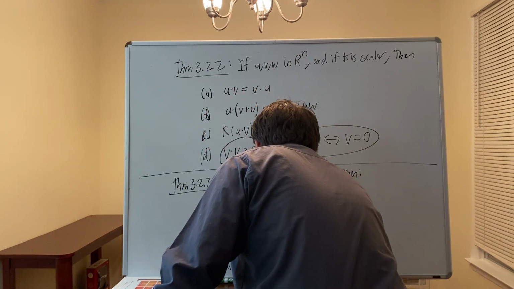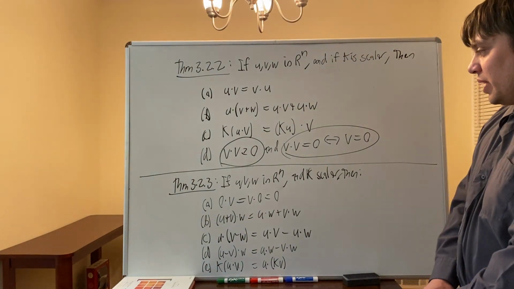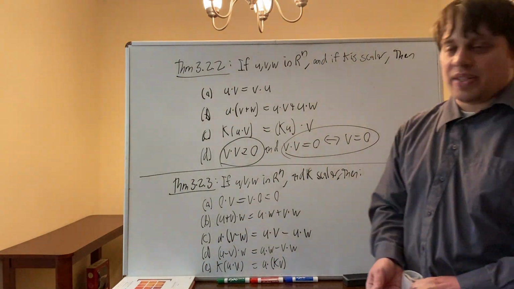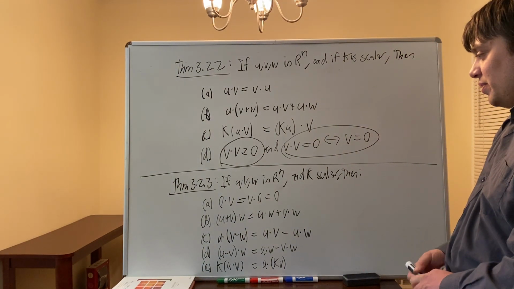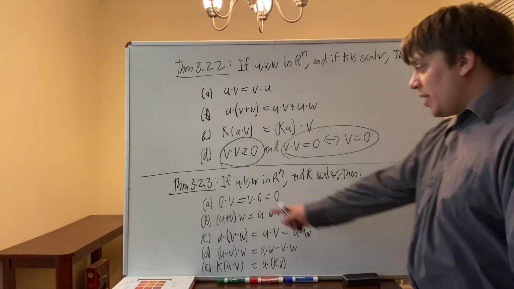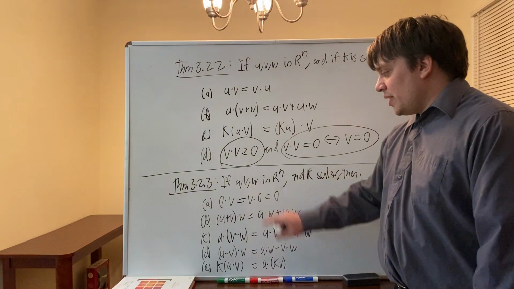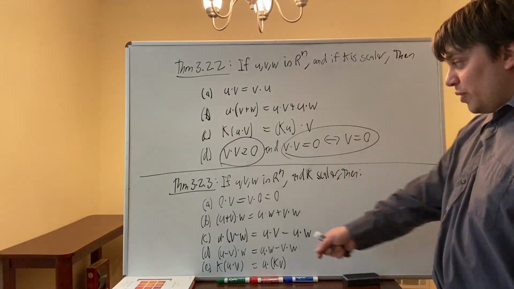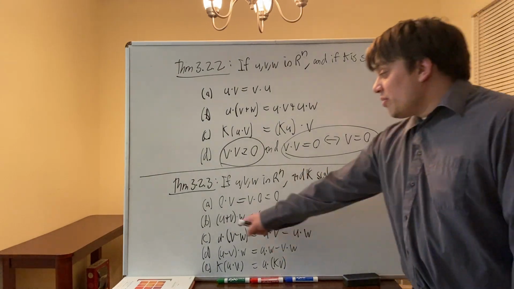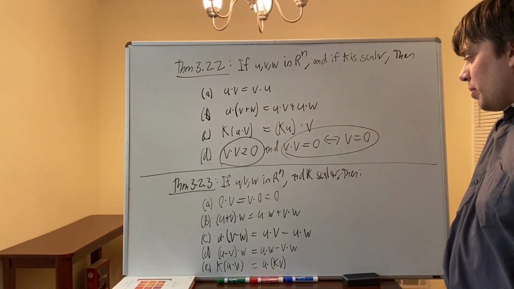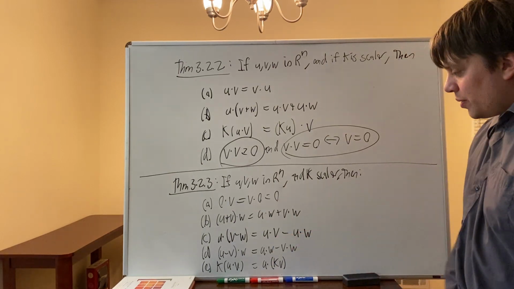u dot kv. Okay, so in theorem 3.2.3, if u, v, and w are, again, vectors in n space, and k is any scalar, so we have the same u, v's, and w's and scalar k, then we can make 5 more statements about this situation. 0 dot v is equal to v dot 0 equals 0. So if you dot product a vector with 0 in either order, it equals 0. (u plus v) dot w is equal to u dot w plus v dot w. u dot (v minus w) is u dot v minus u dot w.